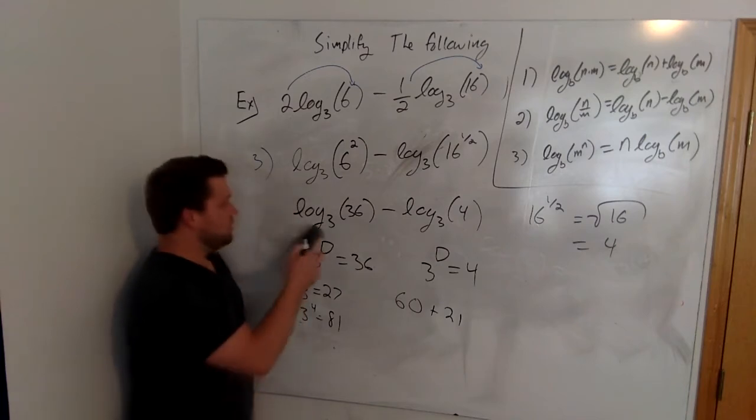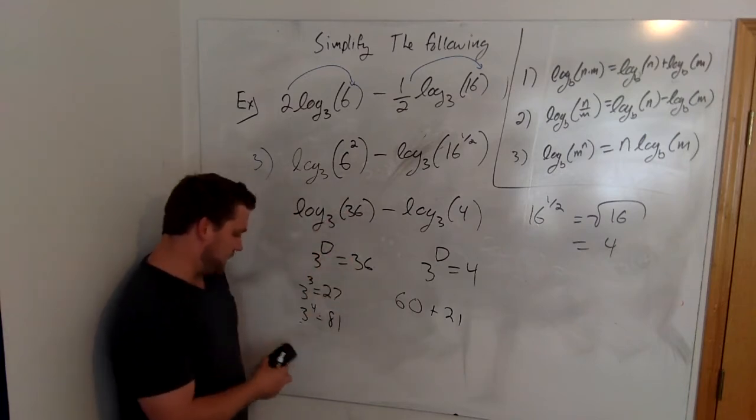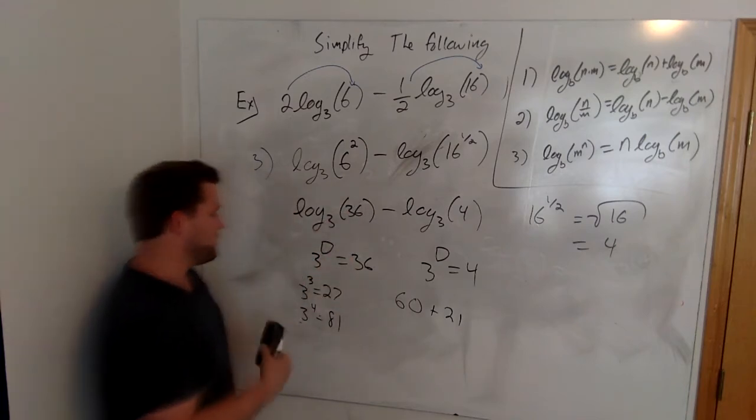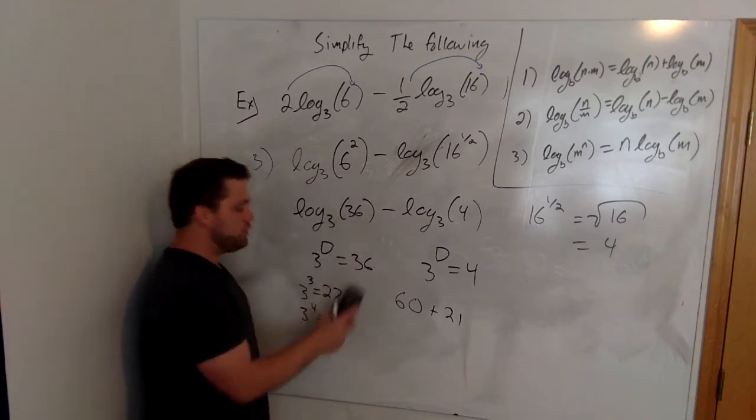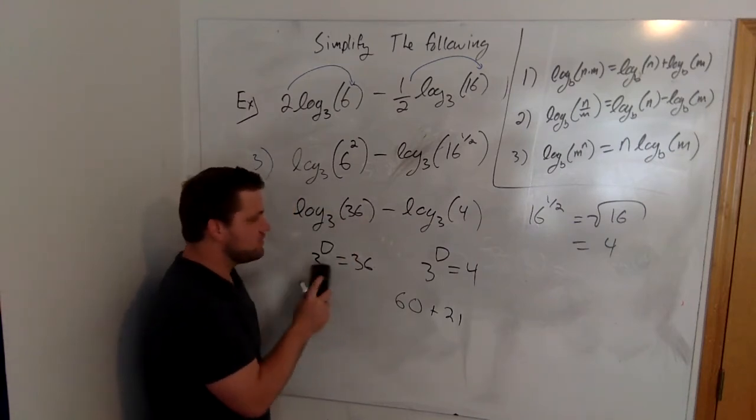So, well, log base 3 of 36, what is this going to spit out? Well, it's going to spit out some number between 3 and 4, but I don't know exactly what that is. This is hard to evaluate by hand. We'll learn to use our calculator soon.